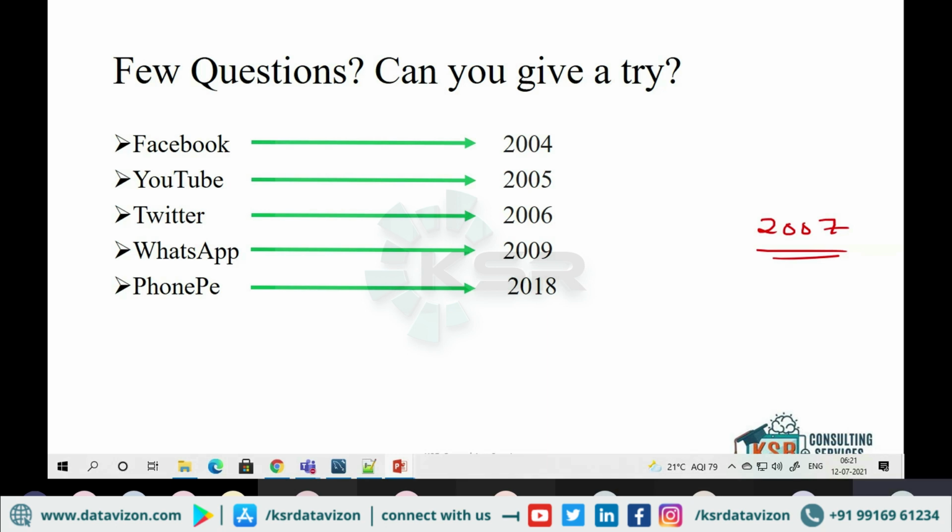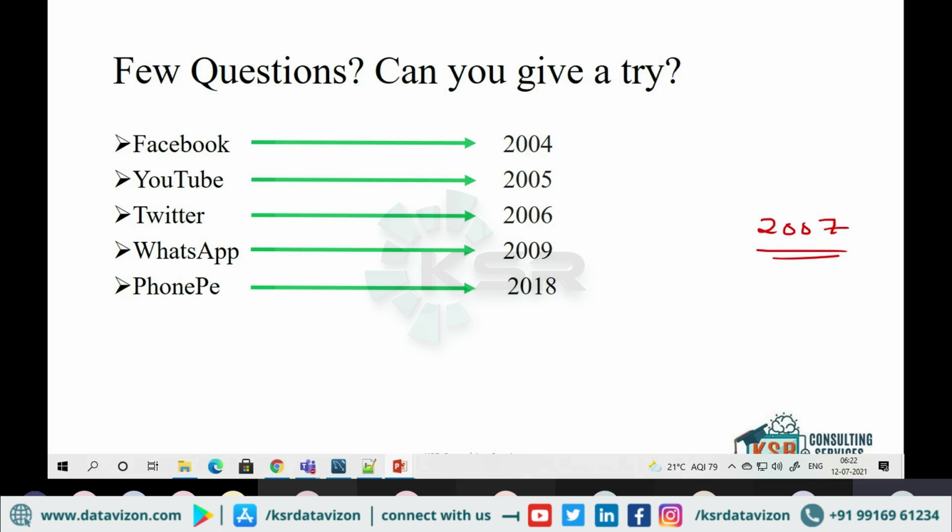In 2007, the hard truth is there was no WhatsApp, right? Slowly, the decade started changing. Now, why I'm telling these numbers is, if you see Facebook from 2004 till 2021, there are billions of users who are using Facebook. There are billions of users who are using YouTube.